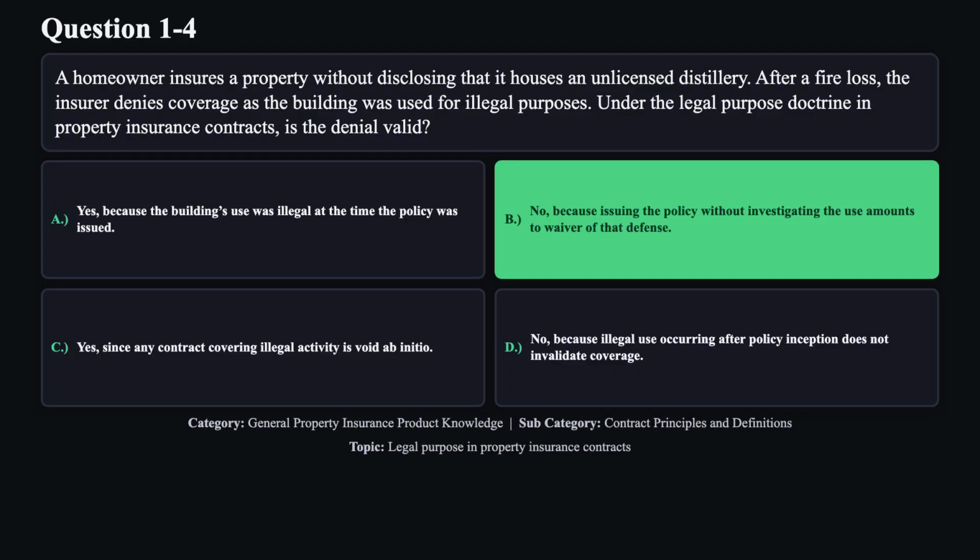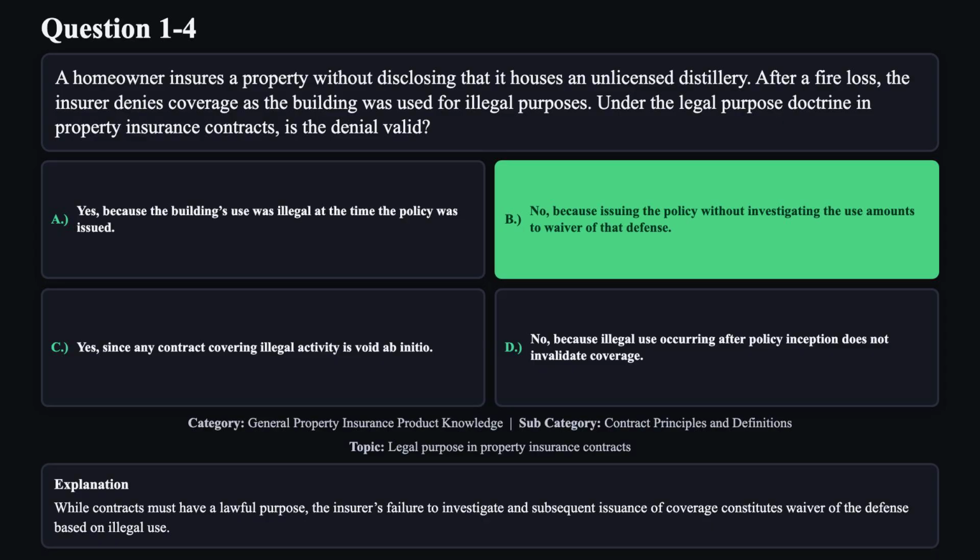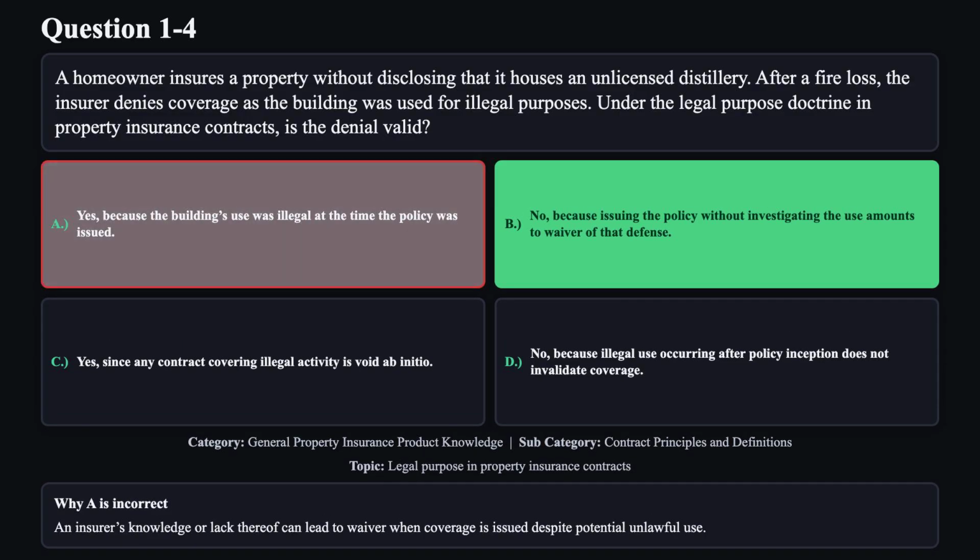The correct answer is B. While contracts must have a lawful purpose, the insurer's failure to investigate and subsequent issuance of coverage constitutes waiver of the defense based on illegal use. Reason A is not correct. An insurer's knowledge or lack thereof can lead to waiver when coverage is issued despite potential unlawful use.